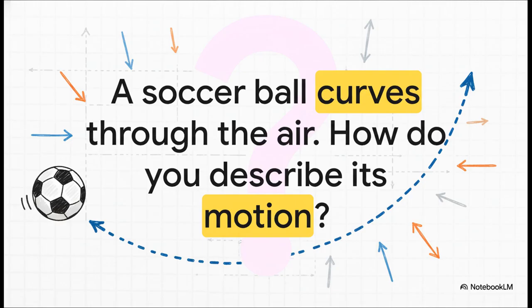So let's start with that curving soccer ball. It's the perfect way to think about this because it's moving forward and upward at the exact same time. It's moving in two directions at once. So how on earth do you describe its entire path with just numbers? Well, that's the big challenge we're going to solve right now.